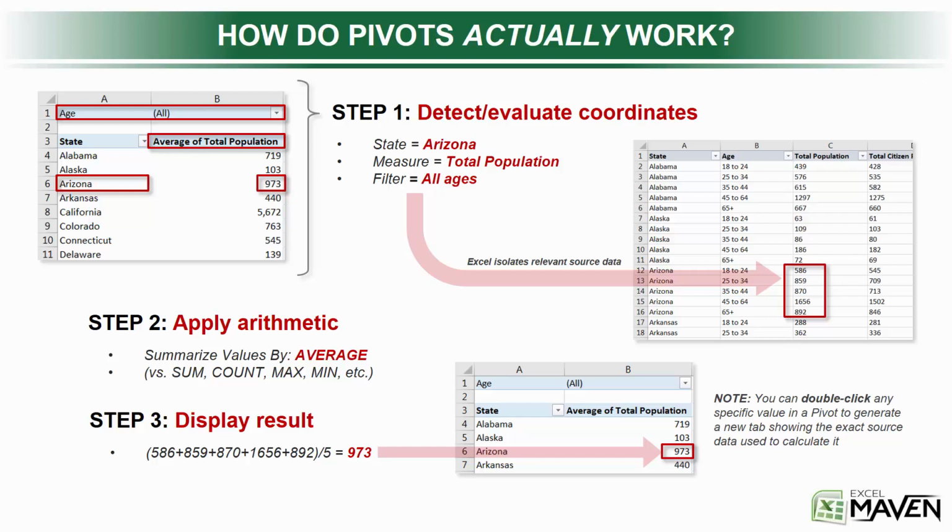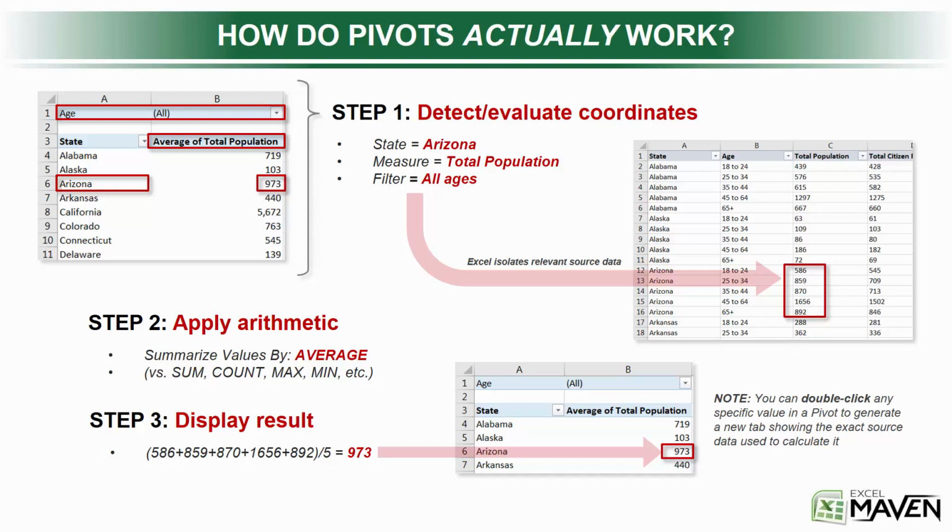And by coordinates, I mean the row labels, the columns or measures, and any filters that you've defined in a pivot table view. So in this case, if we're interested in knowing how this number 973 was calculated, we first start by looking at the coordinates that generate it. So in this case, the state is Arizona, the measure is total population, and the filter includes all ages. So those are our coordinates, and given those coordinates, Excel then jumps into the source data and it isolates only the cells that meet those exact criteria. So in this case, there are 5 individual cells or values for the state of Arizona for all ages.